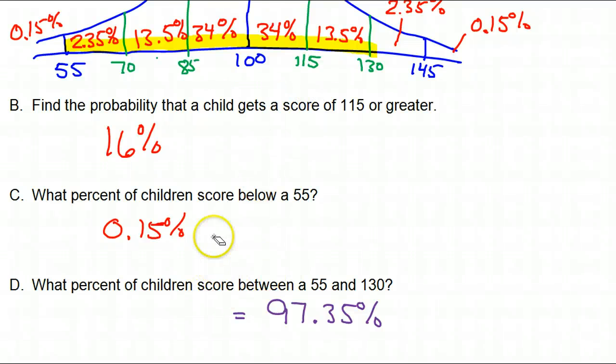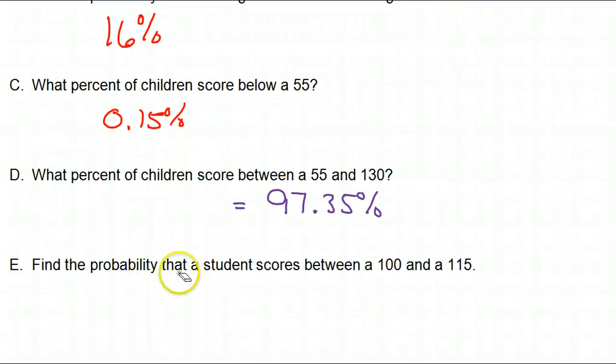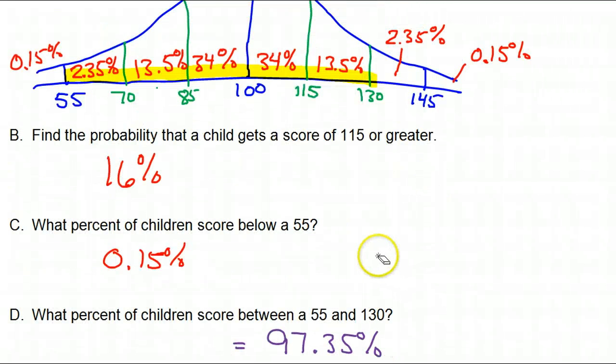What probability that a student scores between 100 and 115? All right, 100 to 115, that's 34%.